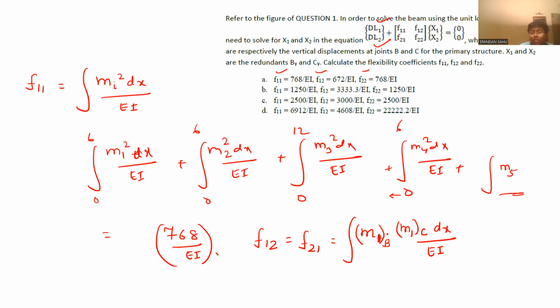So you can just write Mi and Mj. Here i equals j obviously, and the integration is from the lower to the upper limit of the span length. For this case, you will get 672 by EI. Are you getting now how to do that? Yes, sir.